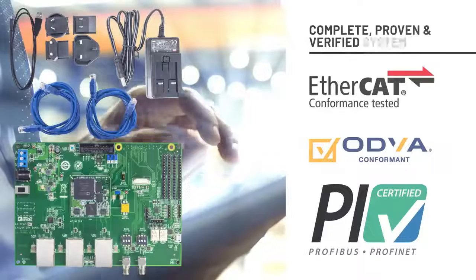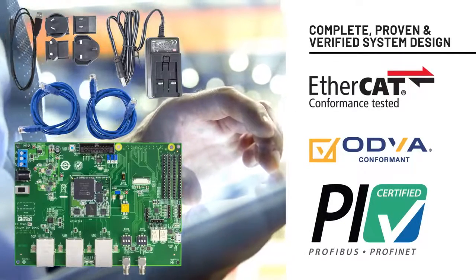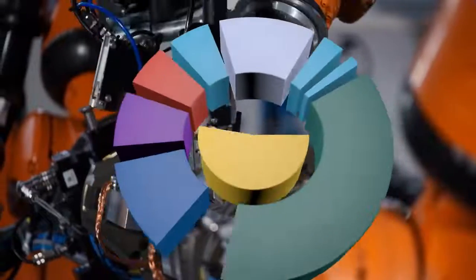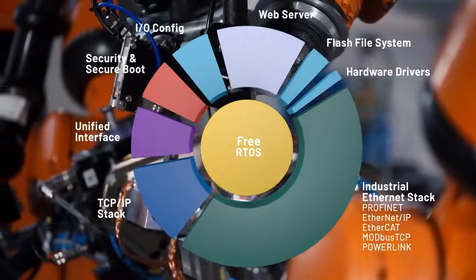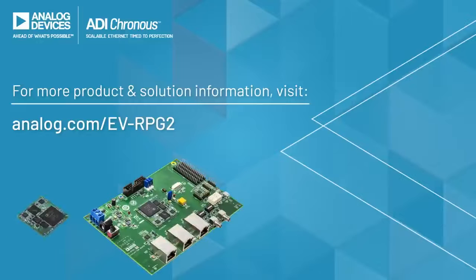A complete, proven, and verified system design lets you save design time and debug effort, and ultimately get to market faster with less risk. Pre-tested software is included with the hardware for each protocol standard, slashing your development time. Build your industrial automation network the easy way with EVRPG2.